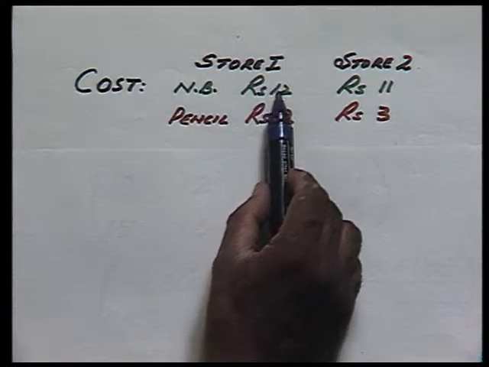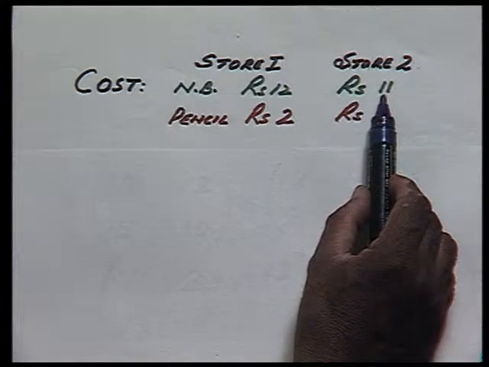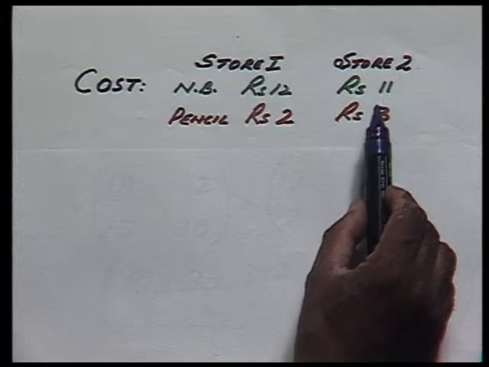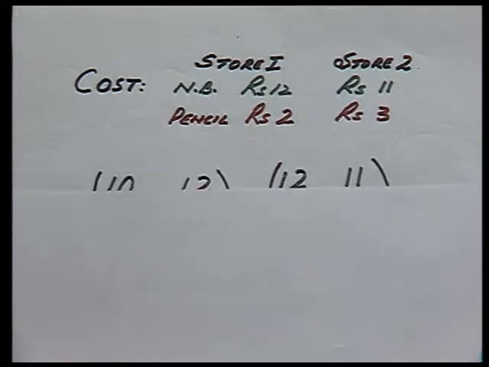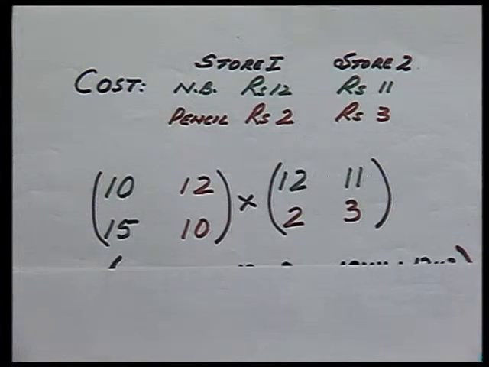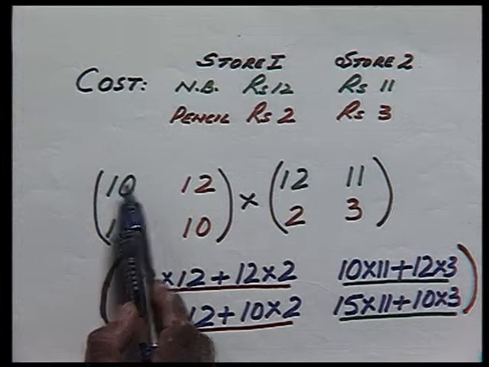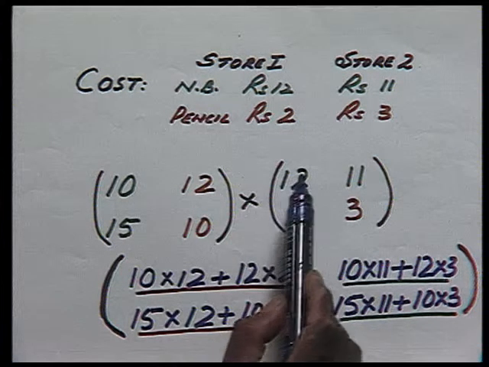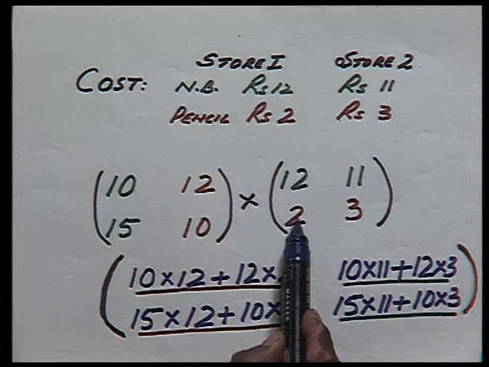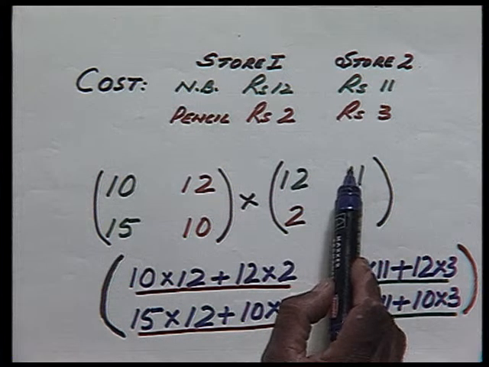At store 1, these are the two costs: notebook 12 rupees, pencil 2 rupees. Store 2, 11 rupees is the notebook and pencil is 3 rupees. In the use of matrices, we write down this information in this form. While writing this form, we say 10, 12, 15, 10. Remember, these are the notebooks, these are the pencils, and this is the cost of one store: pencils here and the notebooks here, pencils and notebooks.